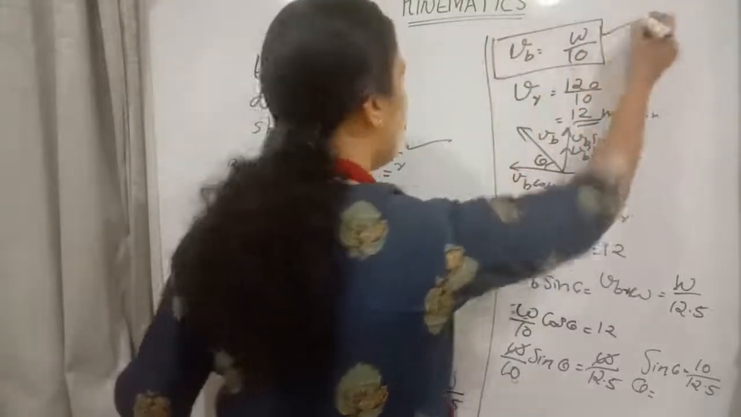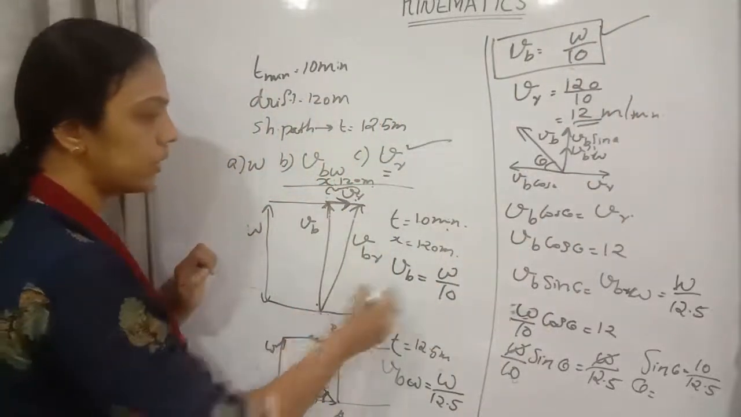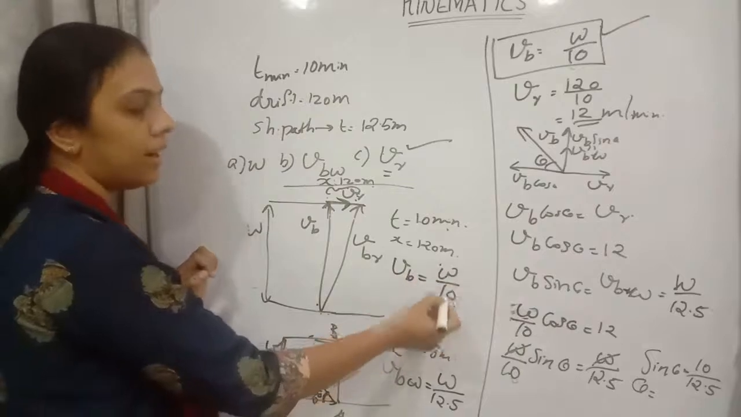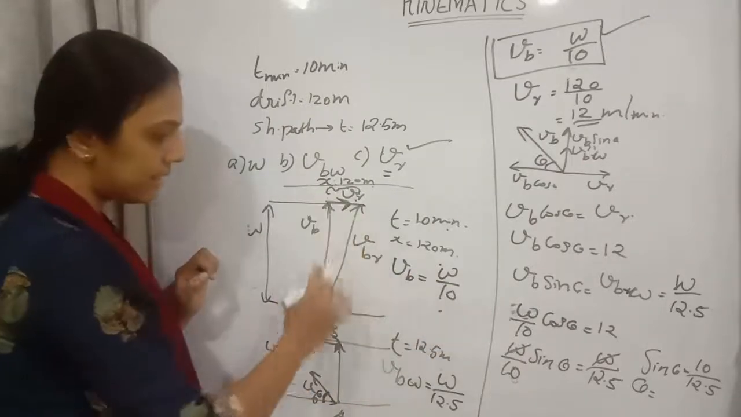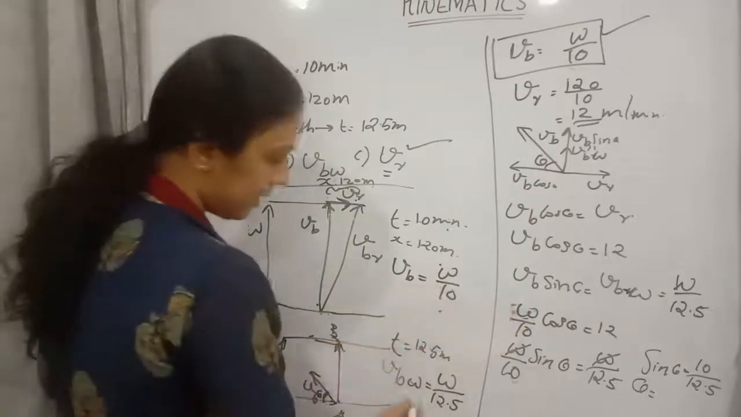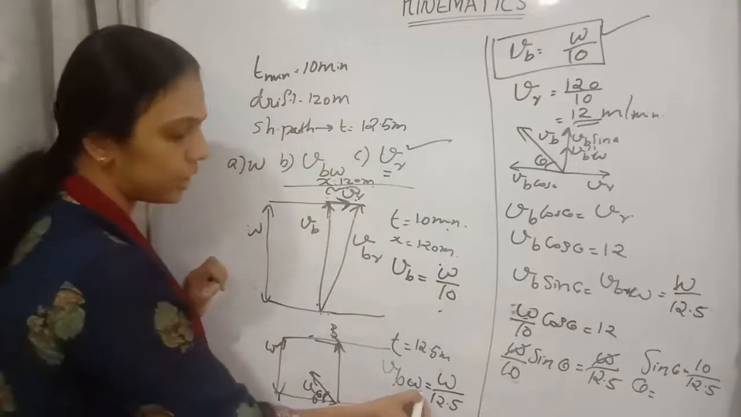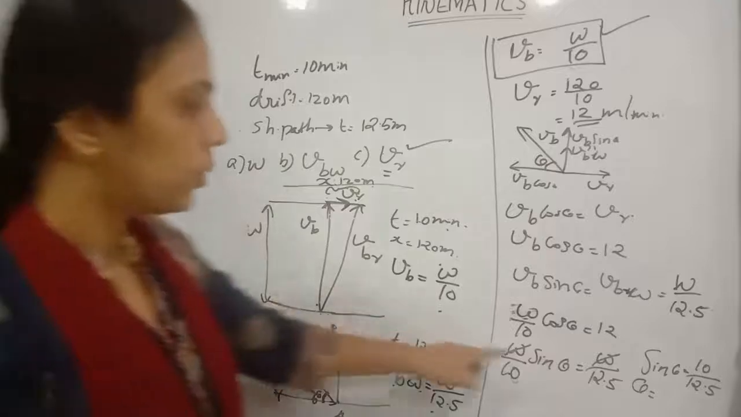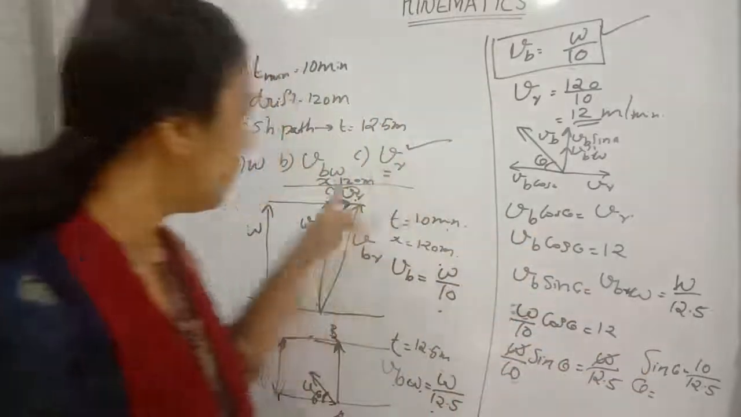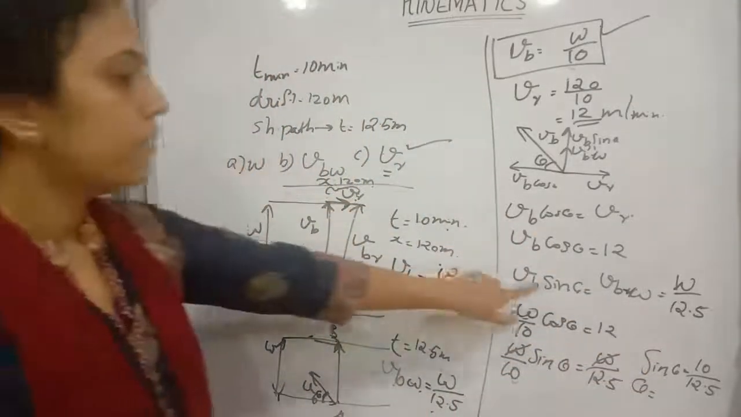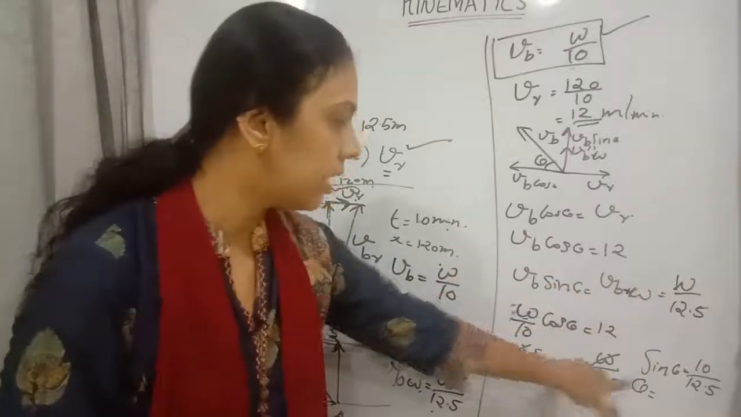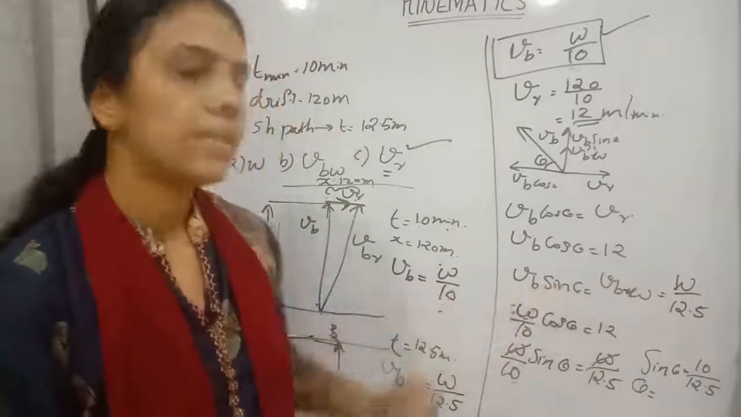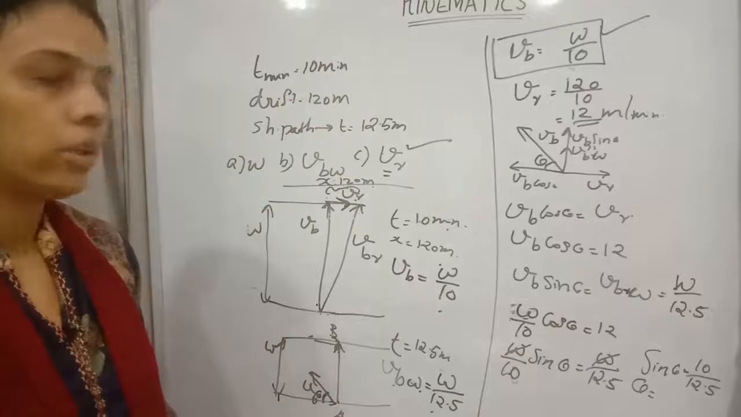So here, one small clarification from my side. This is velocity of the boat equals width divided by 10, that is distance traveled divided by 10. This distance is velocity of the boat with respect to water, W divided by 12.5. So theta value we got over here. From the theta value, substitute theta in any one of these equations, and you will be getting the value of W.